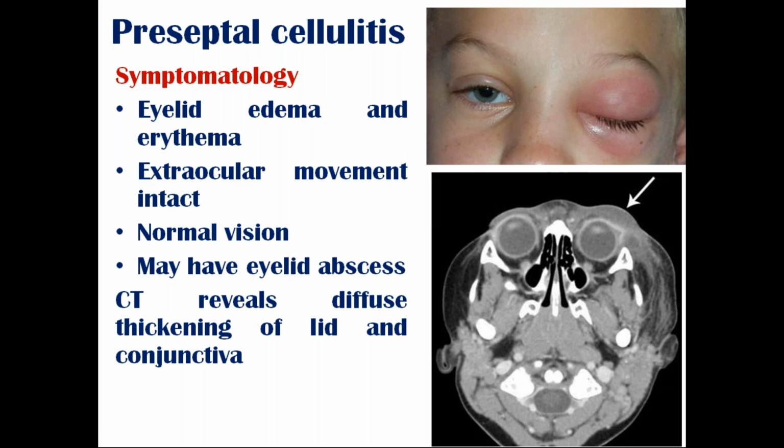The first one is the preseptal cellulitis. Coming to the symptomatology, there will be eyelid edema and erythema. Extraocular movement is intact, vision is normal, and there may be an eyelid abscess. CT reveals diffuse thickening of the lid and conjunctiva. Only the lid and conjunctiva are involved, but the orbital movements are normal. Vision is not impaired, and extraocular movements are intact.